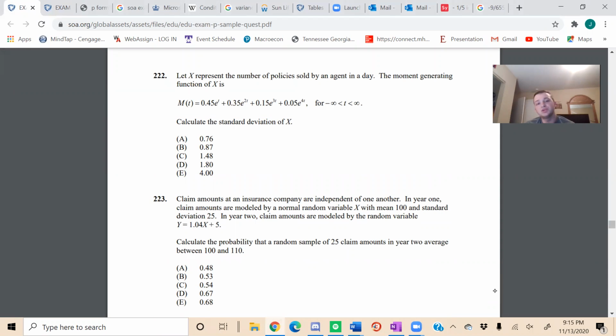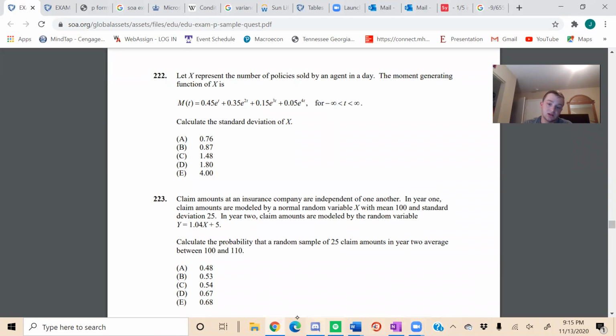So number 223 is the problem we'll be doing, and it states: claim amounts at an insurance company are independent of one another. In year one, claim amounts are modeled by a normal random variable X with mean 100 and standard deviation 25. In year two, claim amounts are modeled by the random variable Y equals 1.04X plus 5. Calculate the probability that a random sample of 25 claim amounts in year two average between 100 and 110.